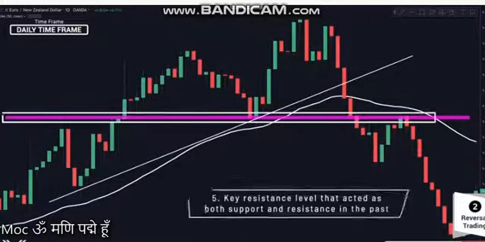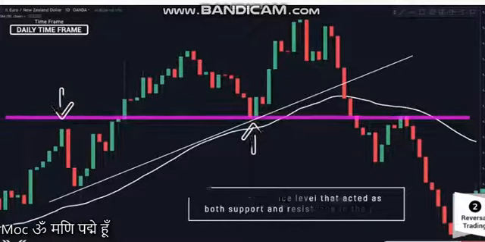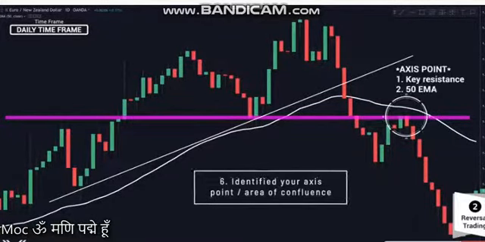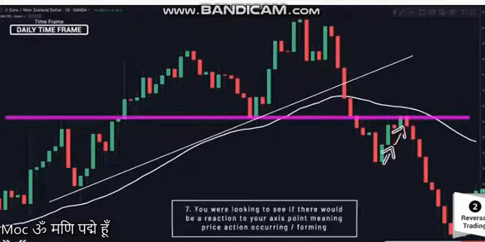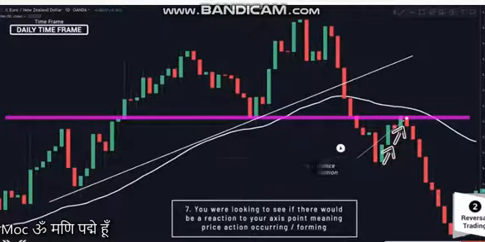Next, here was your key resistance level that acted as both support and resistance in the past. This here was then your access point, where key resistance and the 50 EMA both lined up. Now, as price came up to this access point, you had a picture-perfect, very long wick candle that reacted to both the key resistance level and the 50 EMA. But again, a reaction does not equal a trade short.